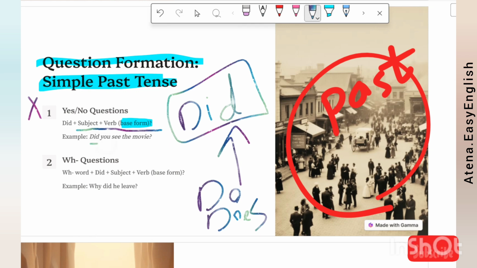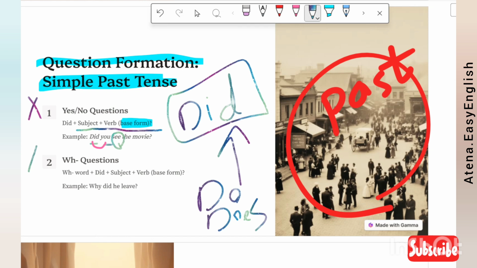So, did you see the movie? So we have did and then you the subject and see the base form of the verb. And when we have did and you together, the pronunciation is "didja", yes? Did you see the movie?